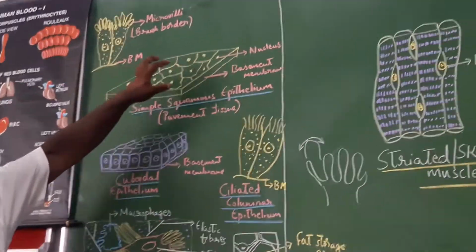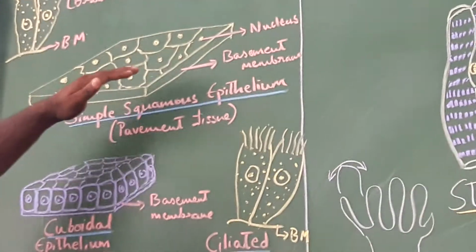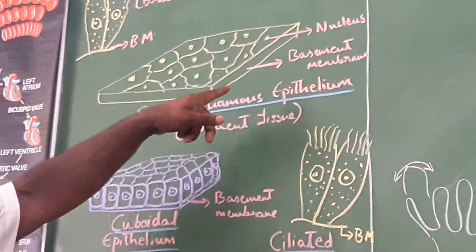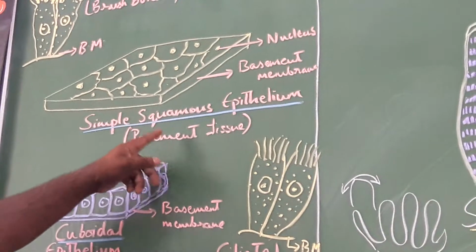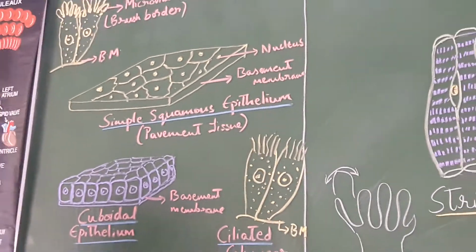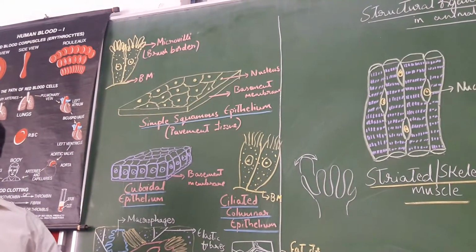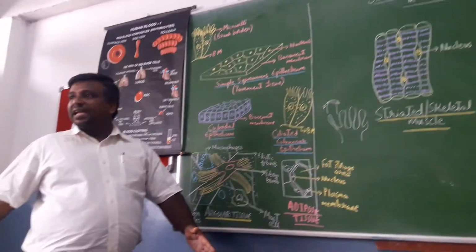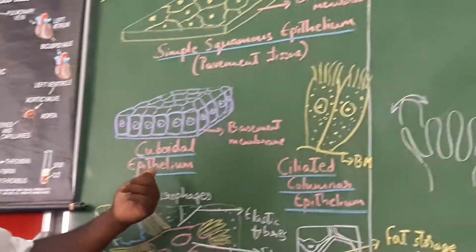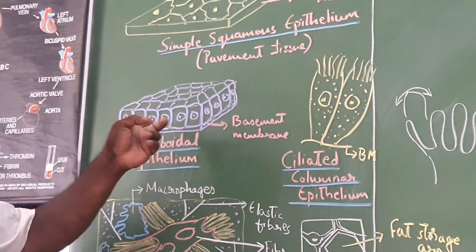Now simple squamous epithelium, I have drawn the diagram. They have only one layer and they have flake-like cells with prominent nucleus. So simple squamous epithelium is also called as pavement tissue. They just look like the tiles that are laid on the footpaths. Pavement tissue. Then this is cuboidal epithelium. They might also have cilia or brush border.